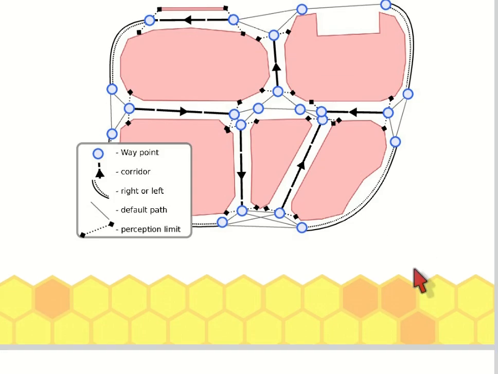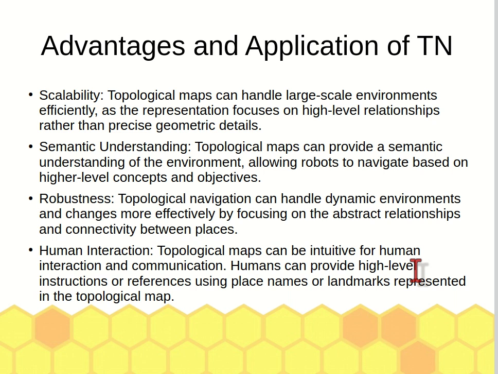Now, what are the advantages of topological network? Scalability. So it can handle very large scale environments, because unlike geometric, you need to create a cell. For example, 100 times 100 square. That means you need up to 10,000 squares depending on the resolution.